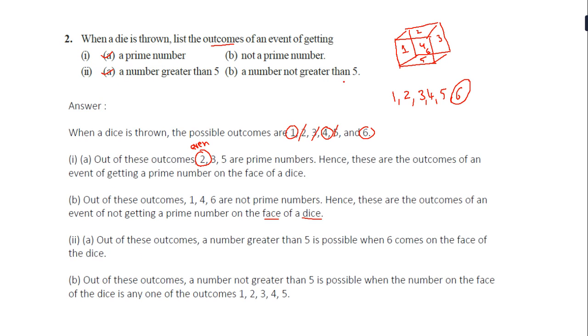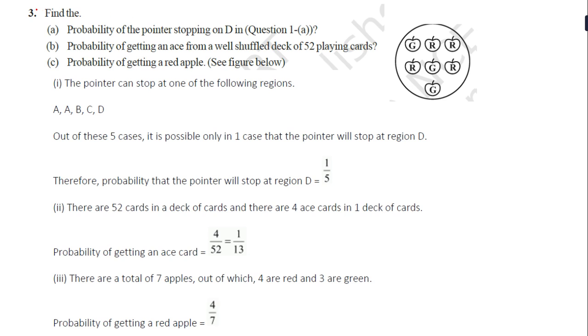Now a number not greater than 5. So less than or equal to 5, that is not greater than 5. So 5 is a number not greater than 5. Out of these outcomes, a number not greater than 5 is possible when the number on the face of the die is any one of 1, 2, 3, 4 and 5, because the question is not greater than 5. So 1, 2, 3, 4 and 5. Now question number 3.